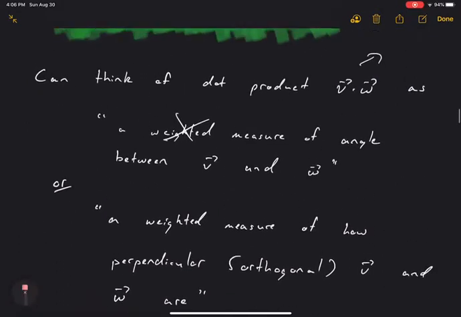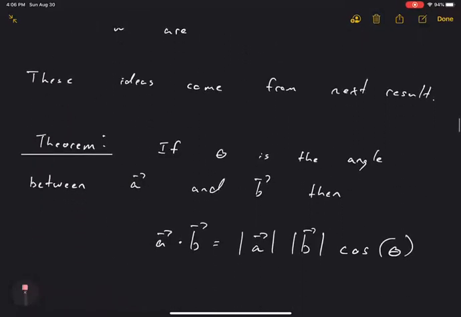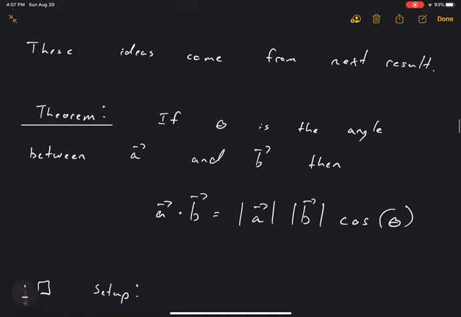So where are these ideas coming from? Why can we think of the dot product like that? These interpretations really come from this theorem here, so let's look at that very closely. If theta is the angle between vectors A and B, then the dot product of A and B is equal to the magnitude of A times the magnitude of B times the cosine of the angle between them. So we see from this equality that when I take my dot product, it somehow includes some information about the angle between the two vectors.